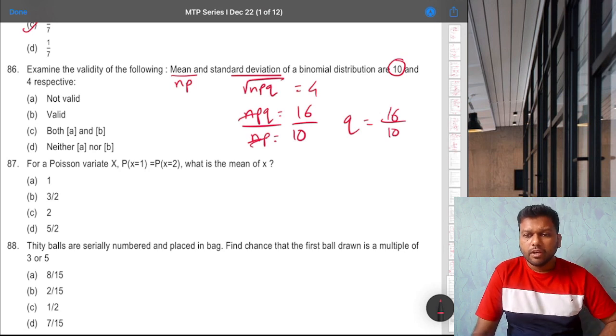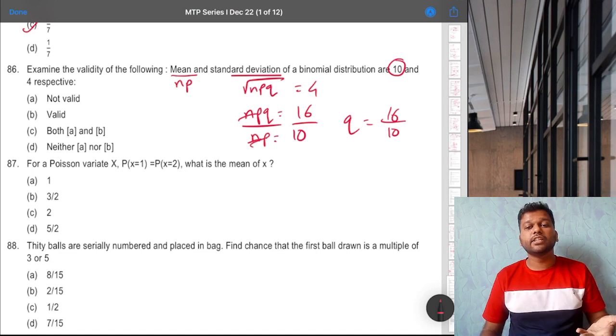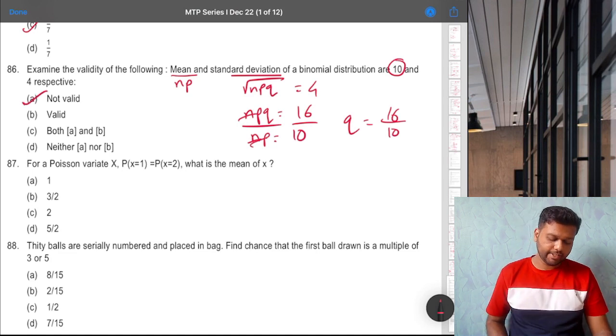That is not possible because Q is what? Probability of failure. Probability always has to be less than 1. 16 by 10 is not less than 1. So this is not valid.